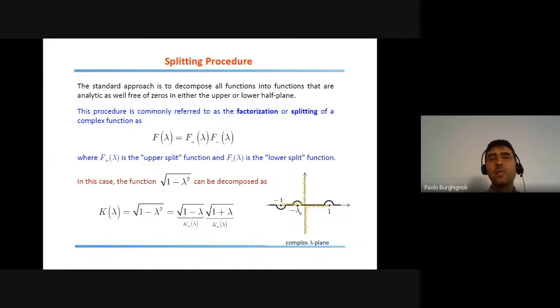That is, in the representation of those functions as the product or splitting of two factors. In particular, if you have a function f of lambda, the splitting produces the representation of the function as the product of two functions, f plus and f minus, where f plus is the so-called upper split function and f minus is the lower split function. Those functions are both analytic and free of zeros in the upper or lower half planes.